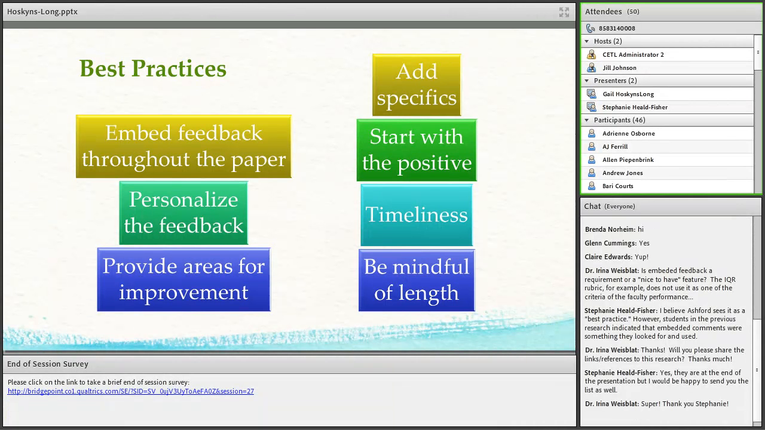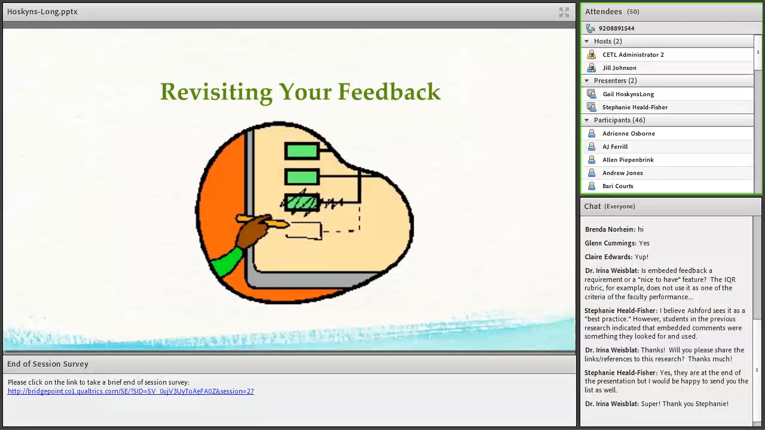Well, that wraps up our 7 best practices, and so I will now turn it back to you, Stephanie. Okay, so these are our 7 best practices that we came up with. And hopefully everybody's had a chance to make note of those, because we'd like to go back and review the feedback. And now we have polls for you.